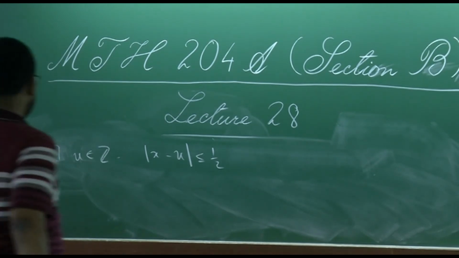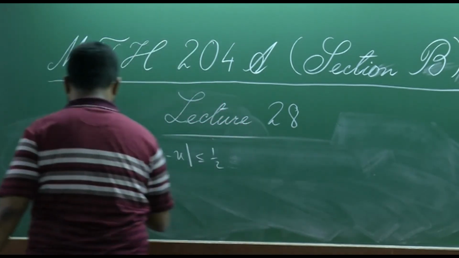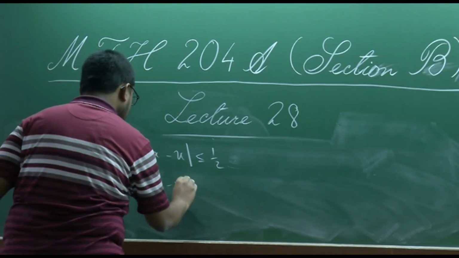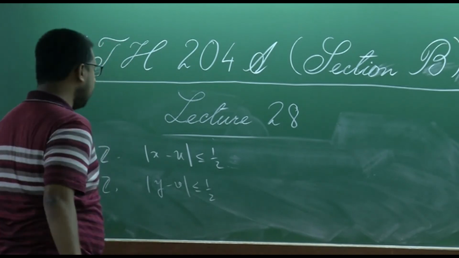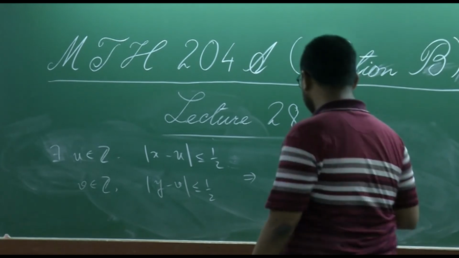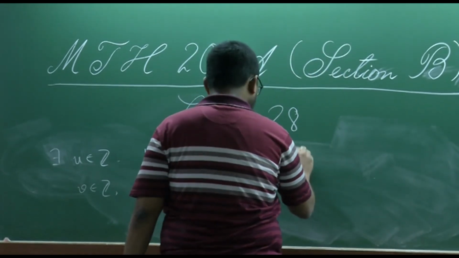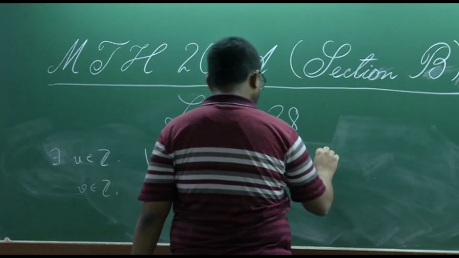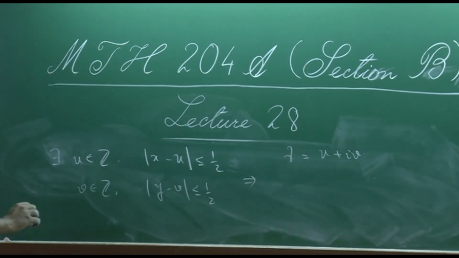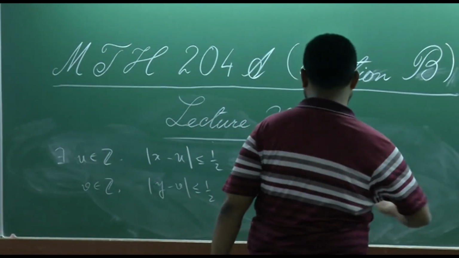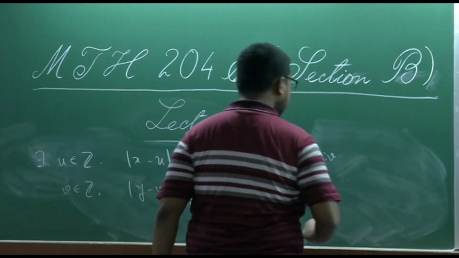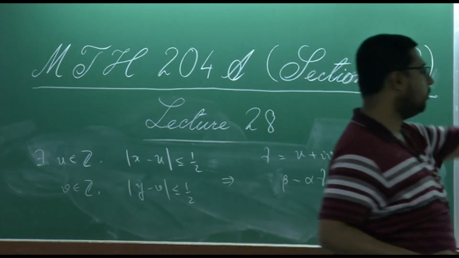Okay. So, similarly we have y minus v, and then the rest we know what to do: take gamma to be u plus i v. Now, it is just left to show that beta minus alpha gamma has the proper size.